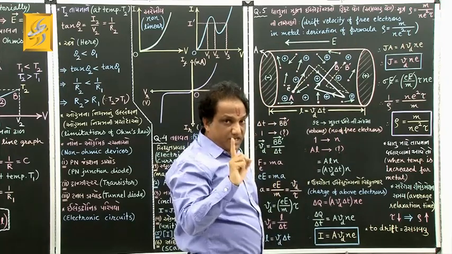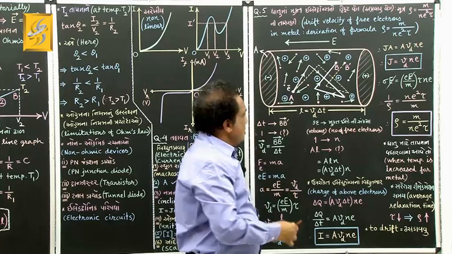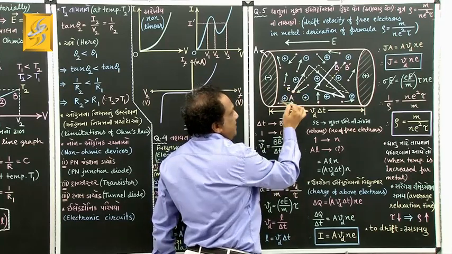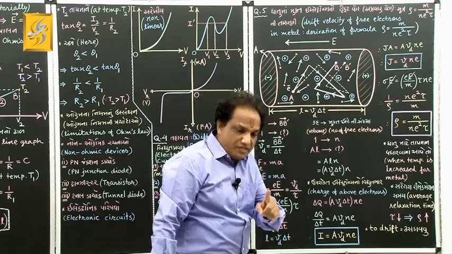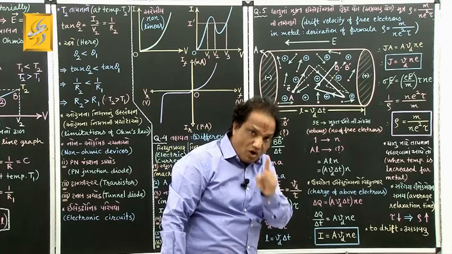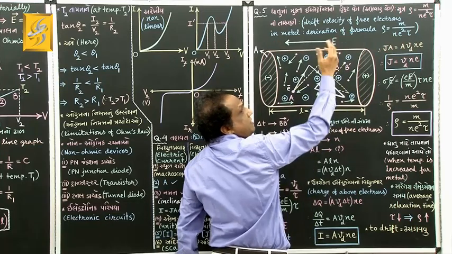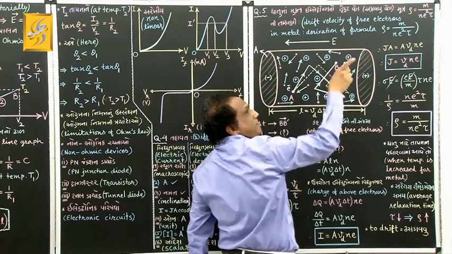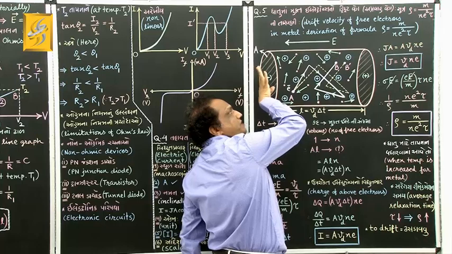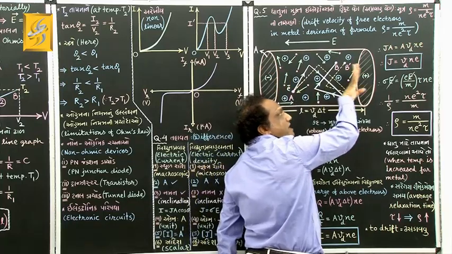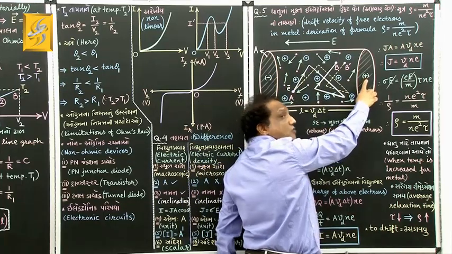After you establish the electric field, what will happen? All these negatively charged free electrons will experience electric forces in a direction opposite to the electric field. If the electric field is towards the left, then electrons will experience electric forces towards the right, that is towards the positive end.